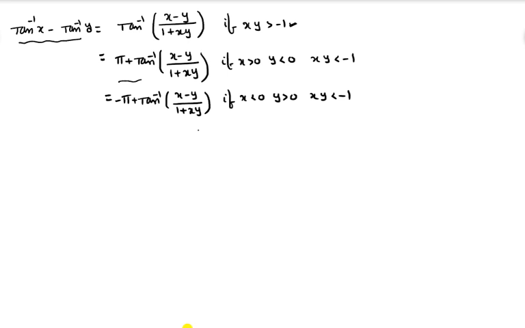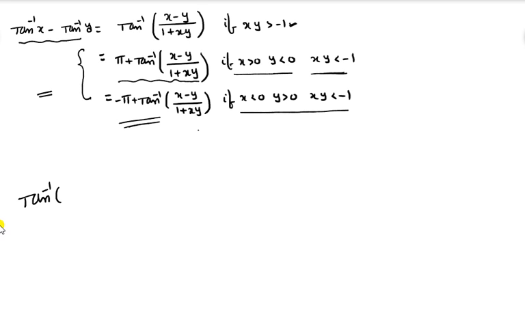That we can write as pi plus tan inverse of (x minus y) divided by (1 plus xy) when x greater than 0, y less than 0 and xy is less than minus 1. And in the other case, the possibility is minus pi plus tan inverse of (x minus y) divided by (1 plus xy). All these proofs we can do just like the earlier one, but proofs are not required; we have to remember these particular ideas.